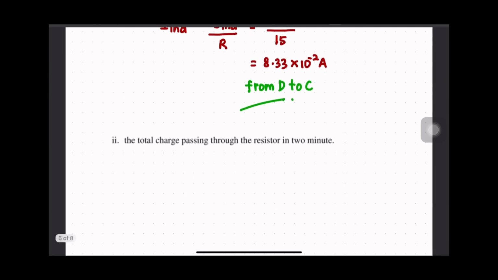Alright, so next, the total charge passing through the resistor in 2 minutes. Total charge. Do you still remember the formula involving charge? Q is equal to IT. So I induced is 8.33 times 10 to the power of negative 2, in 2 minutes, so 2 times 60 seconds. Okay, so 10 coulomb.